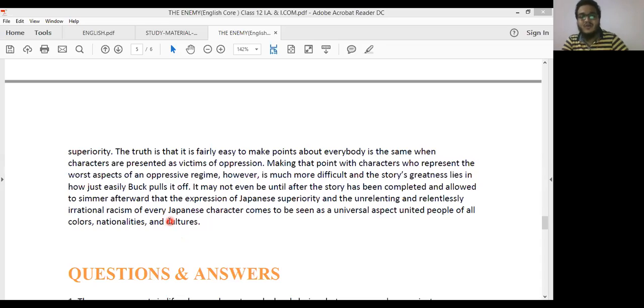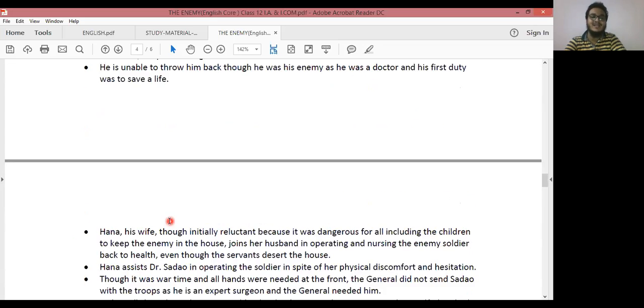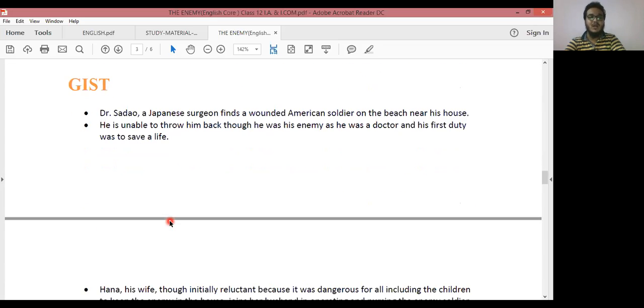Okay, and now we can see further the gist, what I can sum up about this part. I hope you are able to understand the theme point I have shared with you, and see here the gist of the story. Dr. Sadao, a Japanese surgeon, finds a wounded American soldier on the beach near his house. So Dr. Sadao is living near the beach with his family. The father was the main hero and he was thinking a lot about his future. And what happened? Same near the beach.